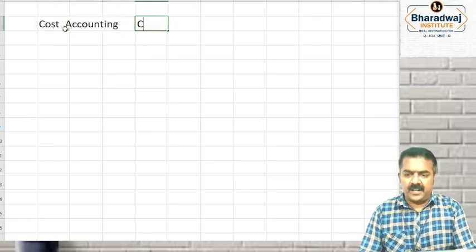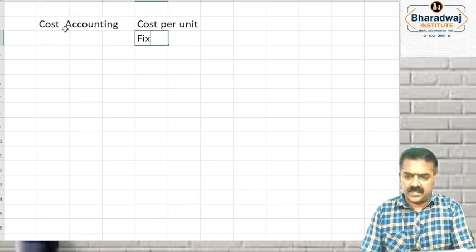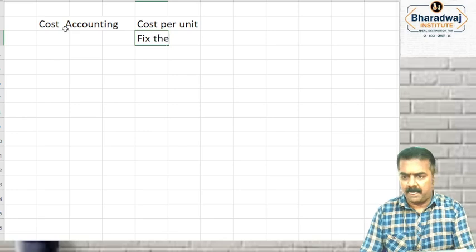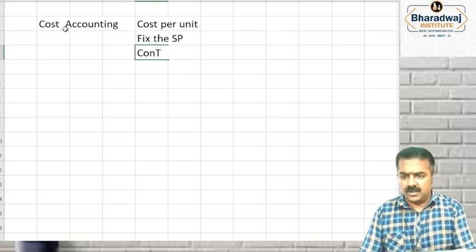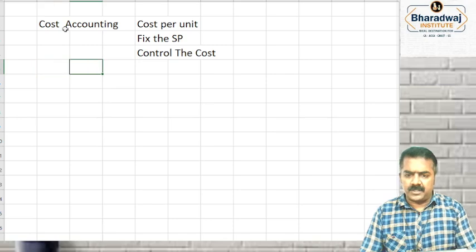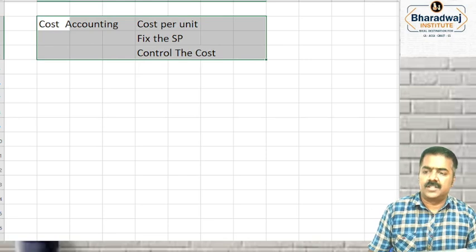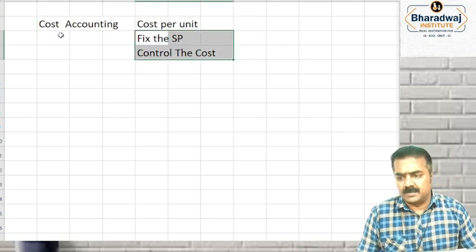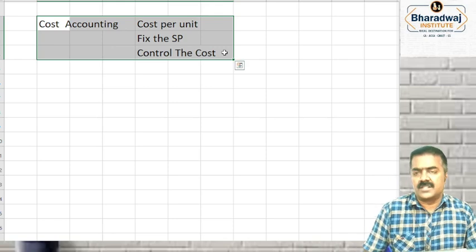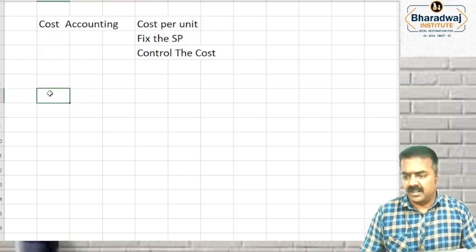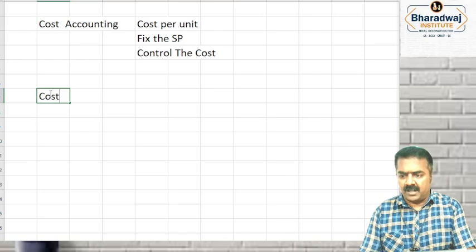Simple. We find out the cost per unit, then we fix the selling price, and in the long run, we control the cost. And the information is given to the top management for decisions about various aspects. So these are the three functions of a cost accountant.